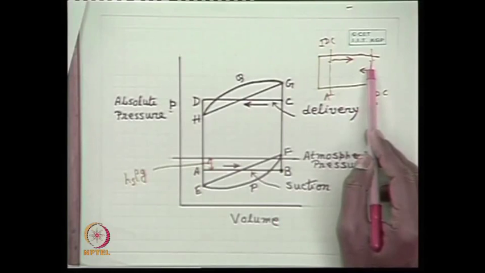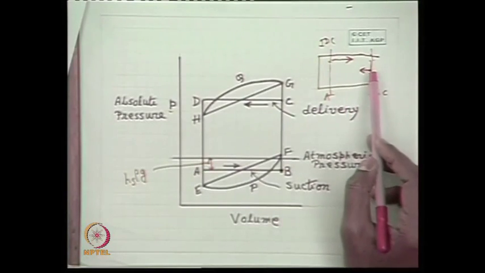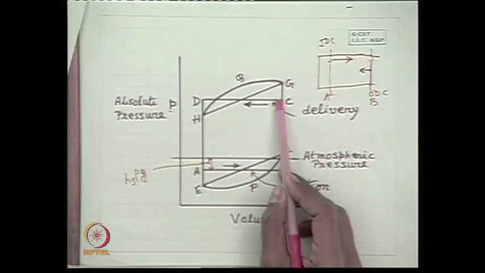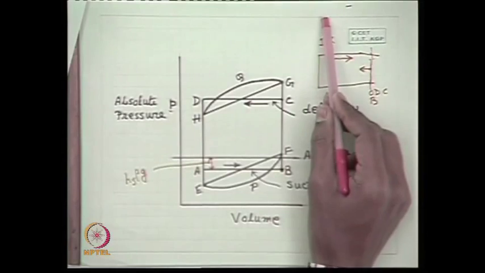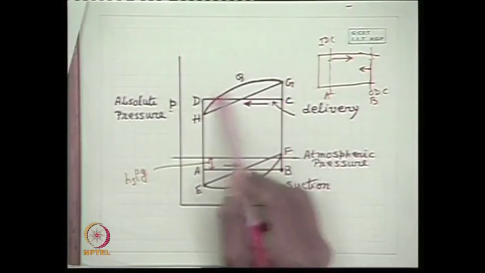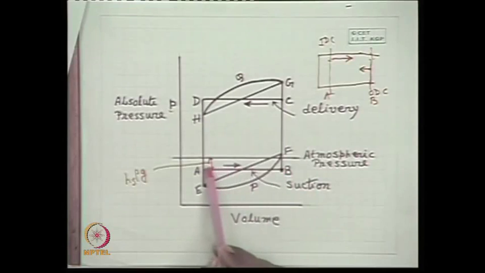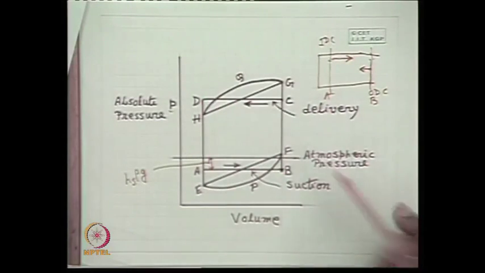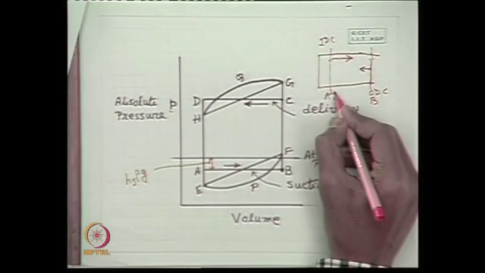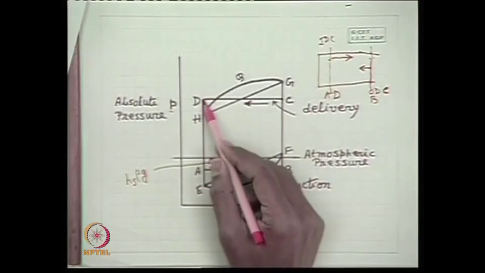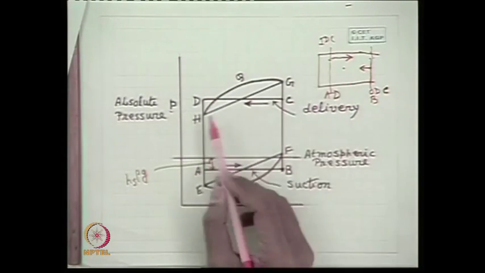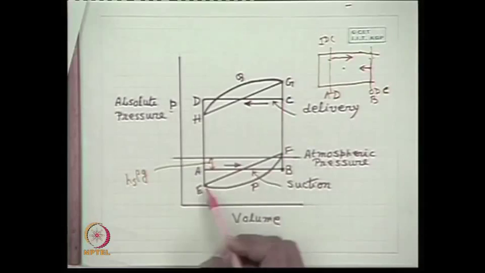Then, during its movement from B to A, that is ODC to IDC, the delivery takes place, because the delivery valve will be open and the flow will take place through the delivery pipe at a constant pressure, while the volume of the liquid changes. Ultimately, it will come to a point D again. D coincides with this A. So, A and D, and this is B and C. At D, it will again reverse the direction. So, these are the extreme points.